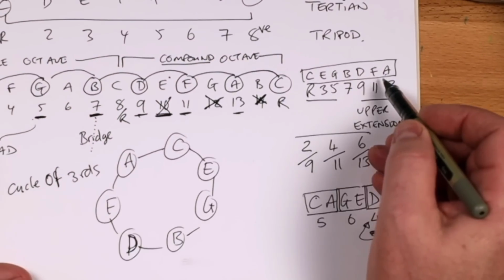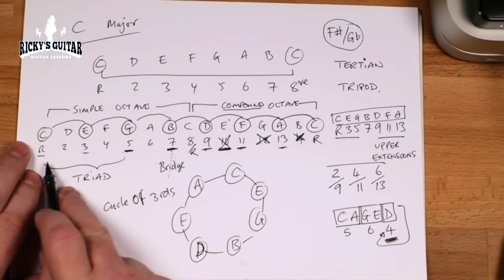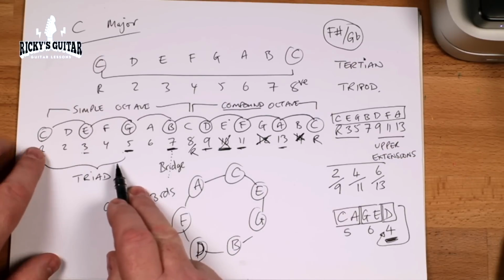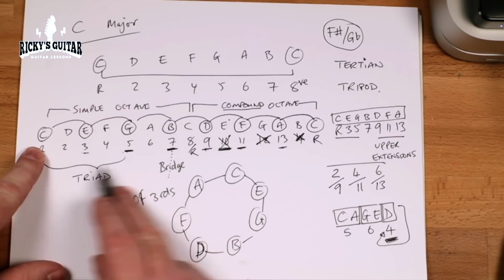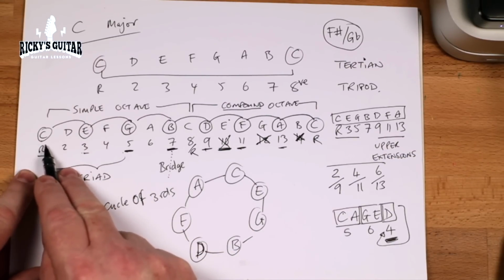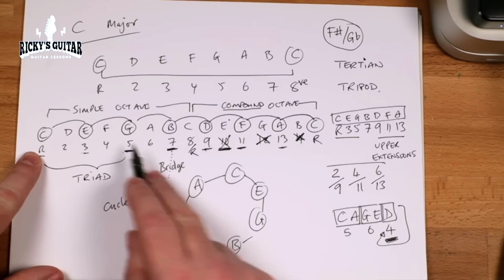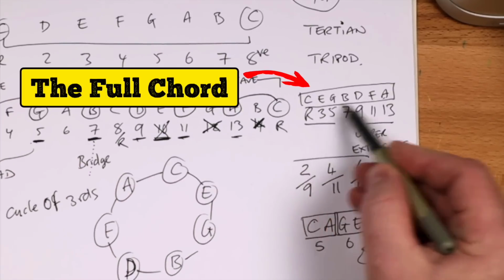That's the full expression of the C major triad. So we're just using the C major scale. Really, this is chord 1. This is a full expression of chord 1. So this is what I call the full chord.